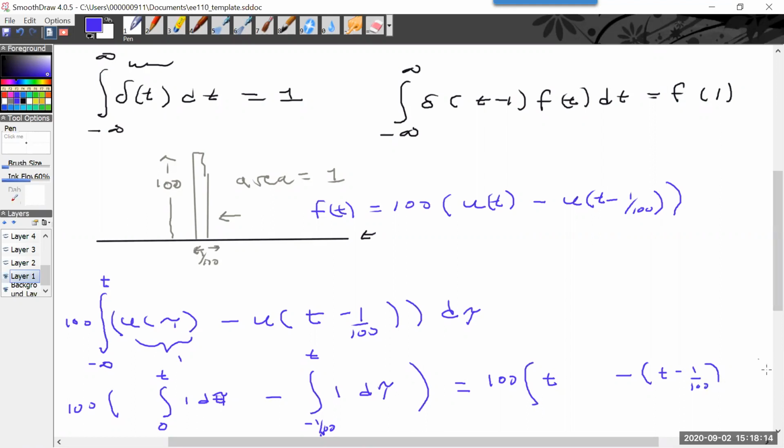Now, remember, these were all step functions to begin with. So there's nothing to integrate before t equals 0. And so I have to remember that since I started here at 0, I have to put a step function that activates at 0.